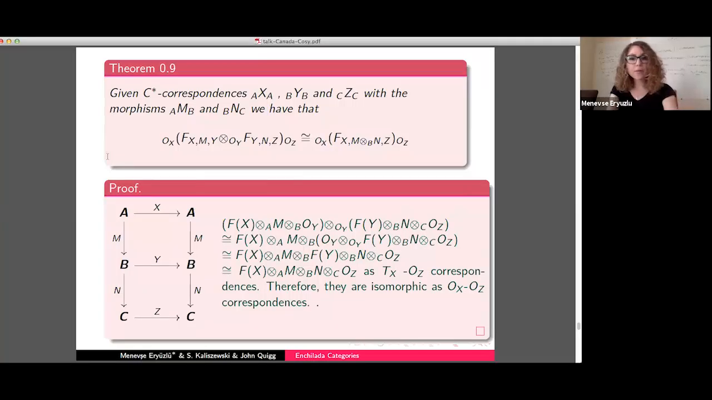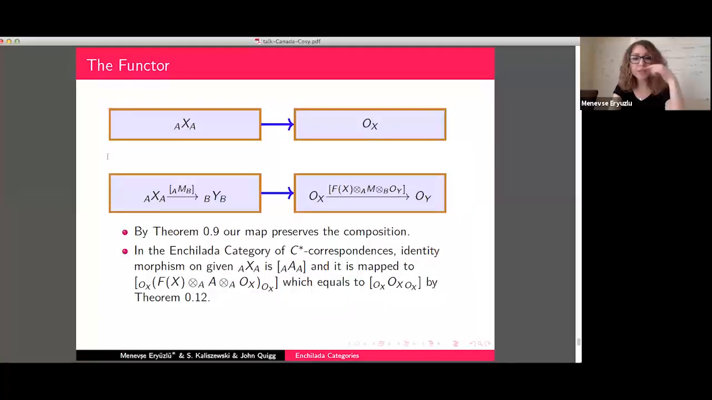Now, I'm going to come back to this. Let me first tell you what we are doing again. Think of this as the Enchilada category of C-star correspondences, and we are passing to the Enchilada category of C-star algebras. Our objects are C-star correspondences. We are mapping them to their Cuntz-Pimsner algebras. And these morphisms, we are mapping them to this OX-OY correspondence.